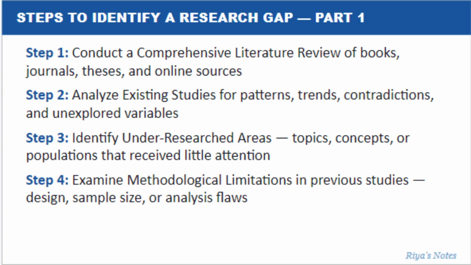Steps to identify a research gap. Part 1. Step 1. Conduct a comprehensive literature review of books, journals, theses, and online sources. Step 2. Analyze existing studies for patterns, trends, contradictions, and unexplored variables. Step 3. Identify under-researched areas, topics, concepts, or populations that received little attention.